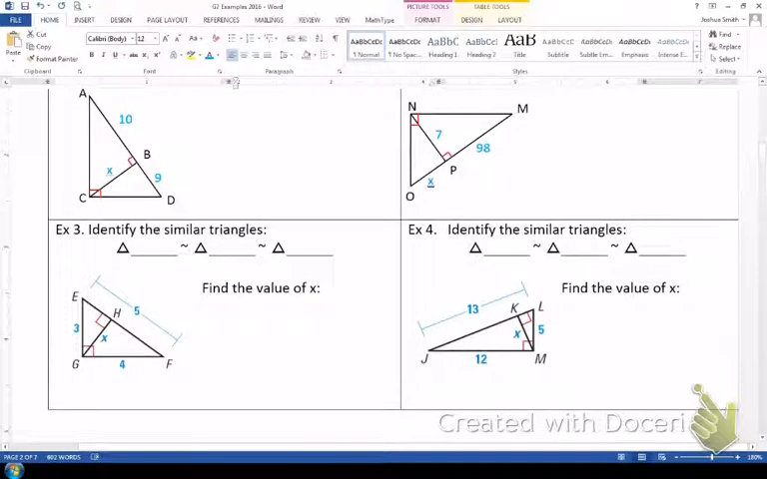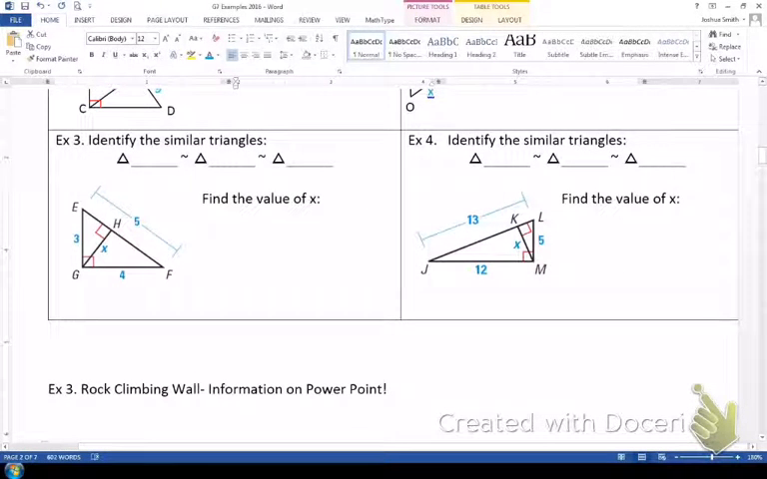Okay? In your example packet, you've got these first two examples here. Take a shot at writing the similarity statement for each. Well, I'll go ahead and write these in, and you can get to them later. So it should be EGF is similar to, let's see, H goes in the middle here, H goes in the middle here. Then we put E here and G here, and then we put F here and G here. So that should be your similarity statement.